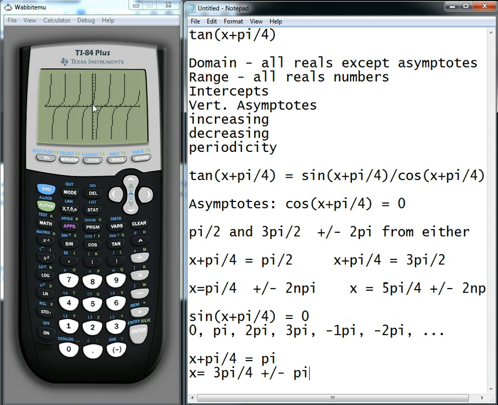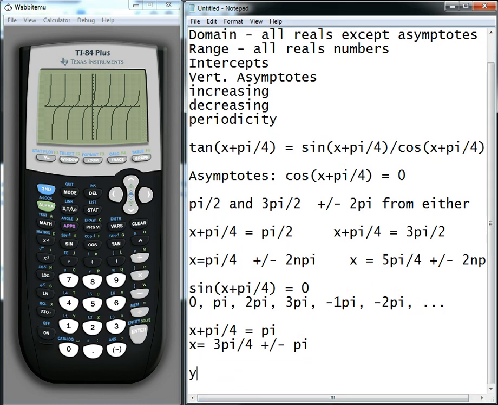There's also a y-intercept here. To get that, you just plug in 0 for x. And so we get tangent of 0 plus pi over 4, which is tangent of pi over 4. And you can use a calculator for that, or use your unit circle. I believe it's 1.